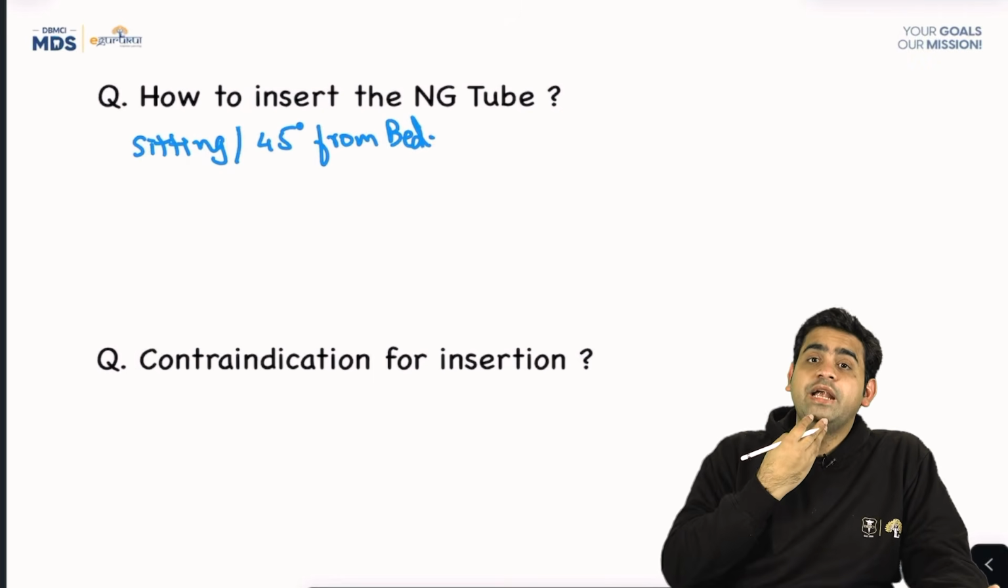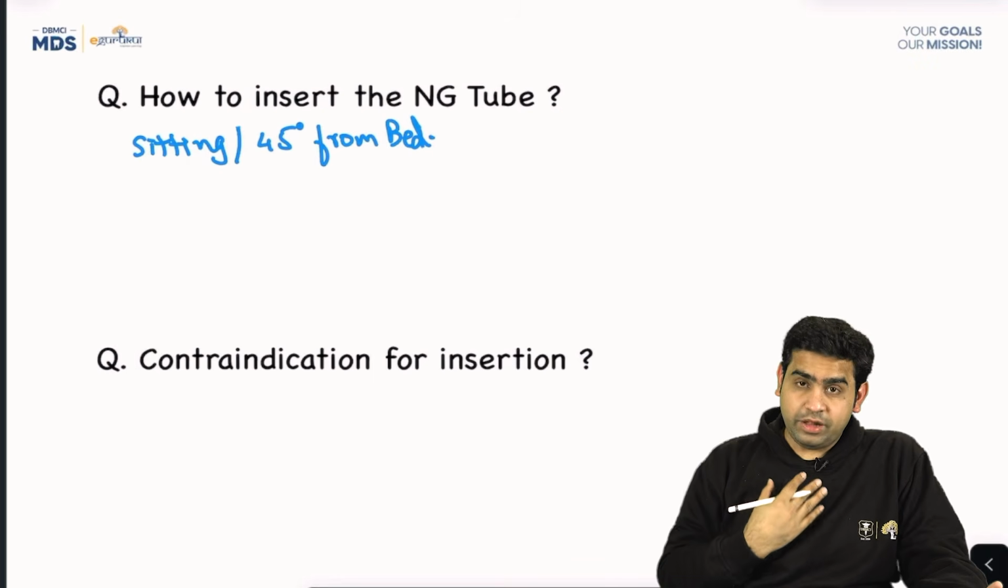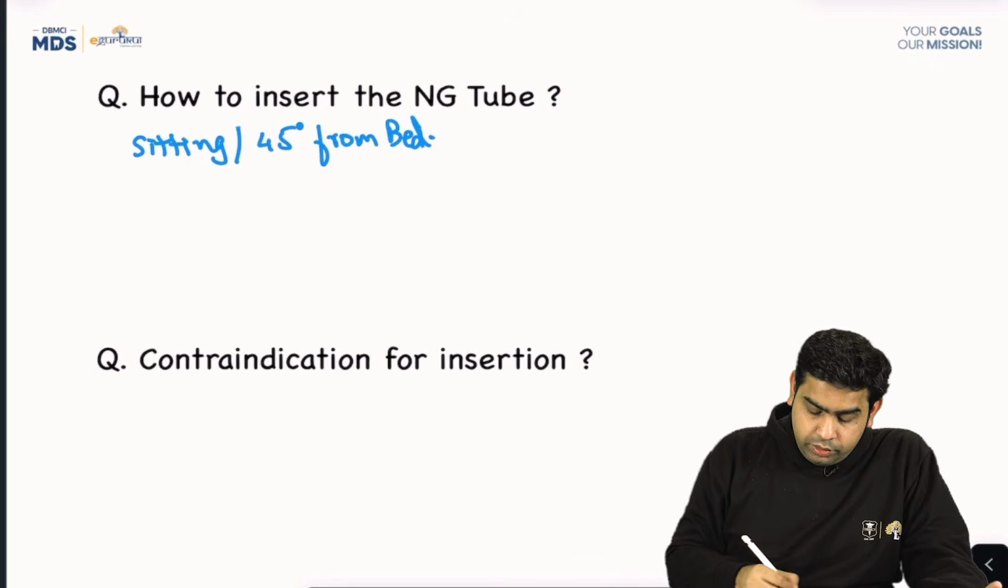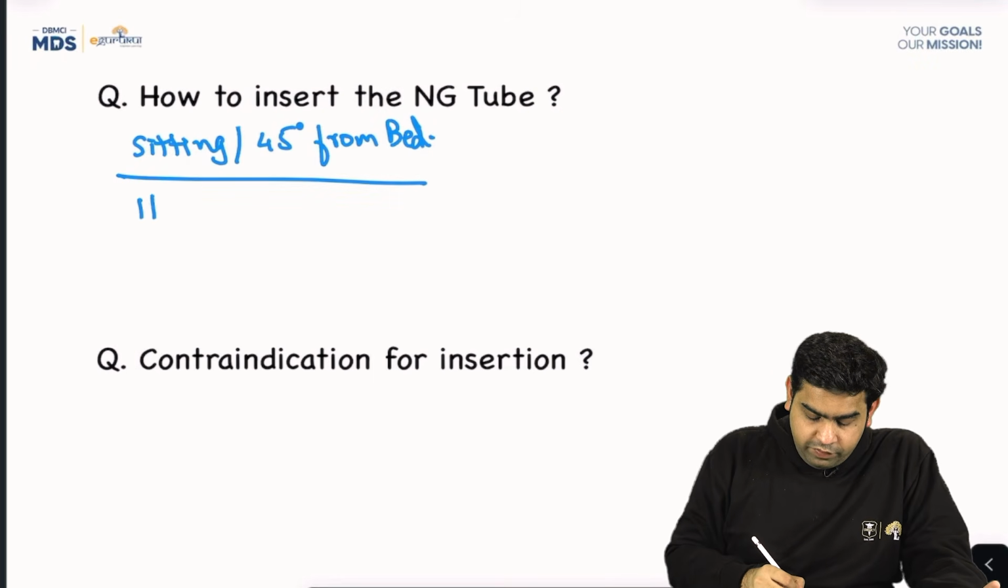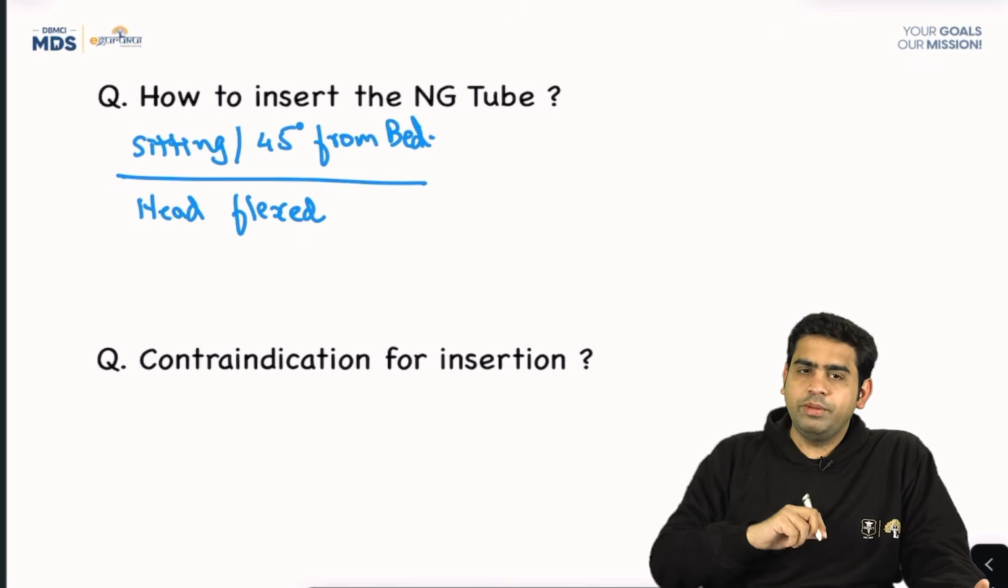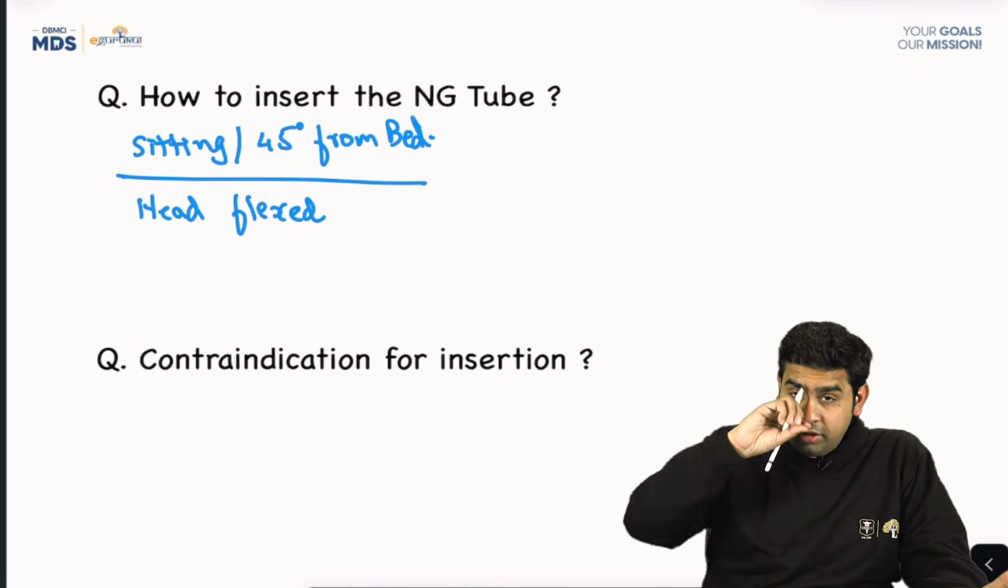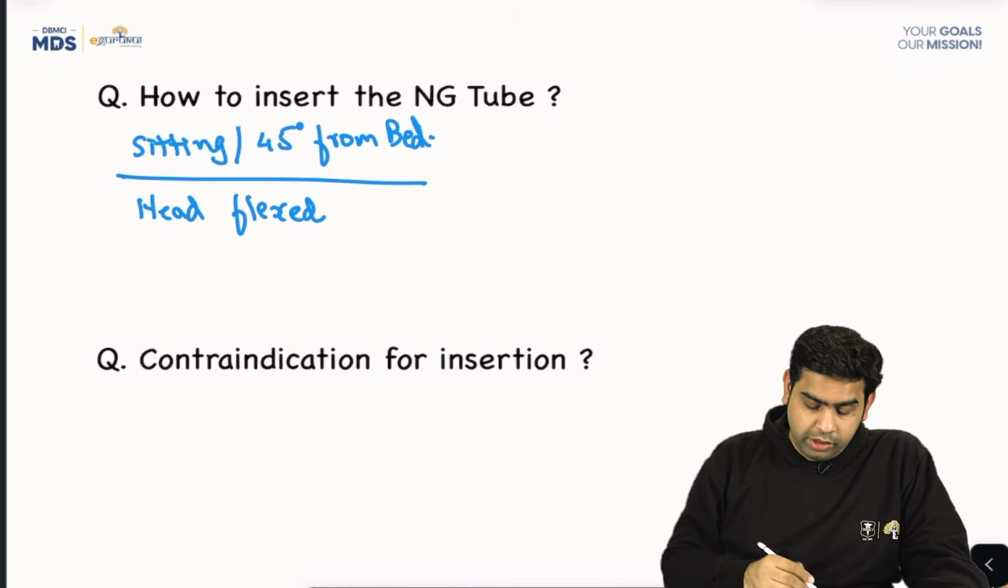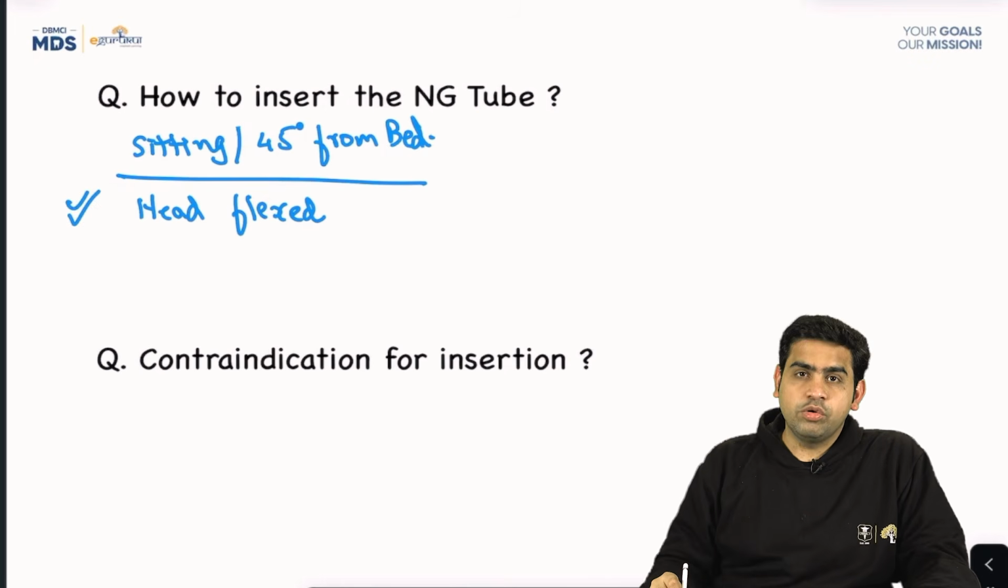Another thing is that the head should be flexed at the neck. So with the head flexed, the chin should be touching the chest so that the nasogastric tube can enter easily. So that is how you insert the nasogastric tube.